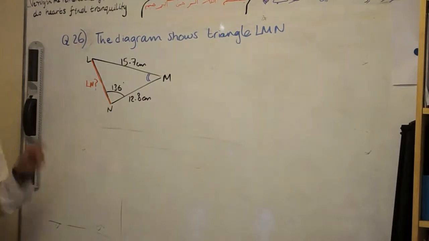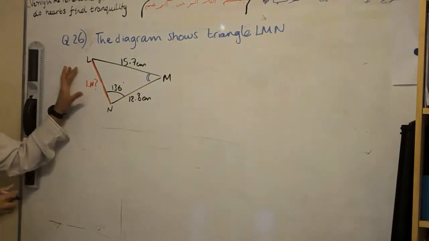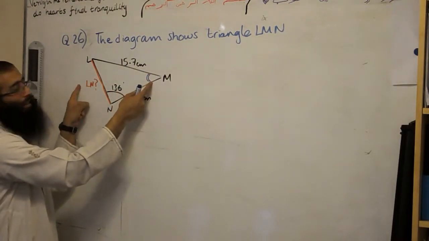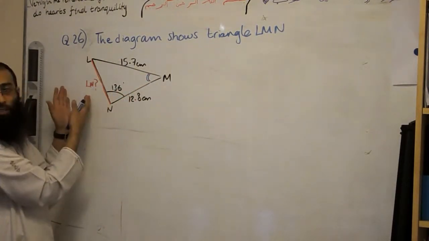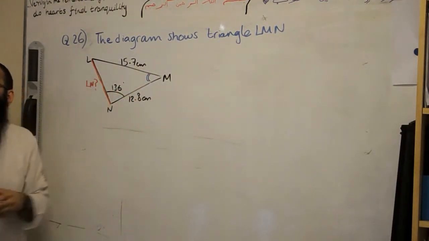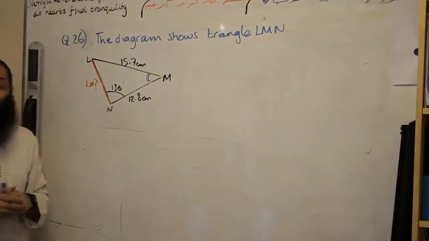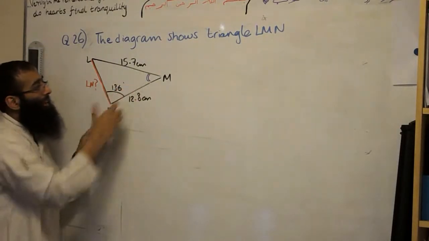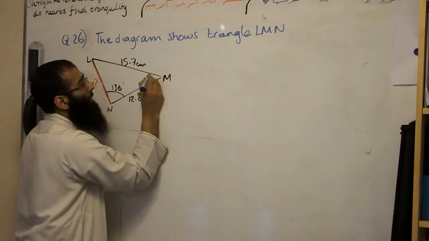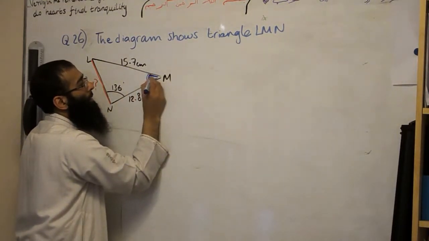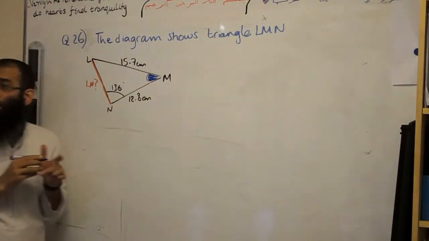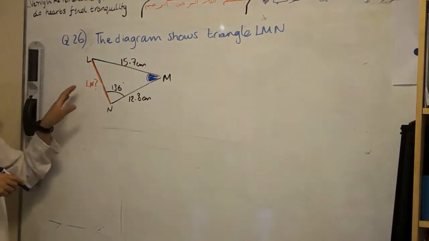M. Do we know M at the moment? No. So in order for us to work out LN, we need to know M, because these two together and these two together will give us the solution. So this is called a goal problem. What we need to do now is first of all work out this angle here. We're going to work out that angle first, and then we can work out LN.